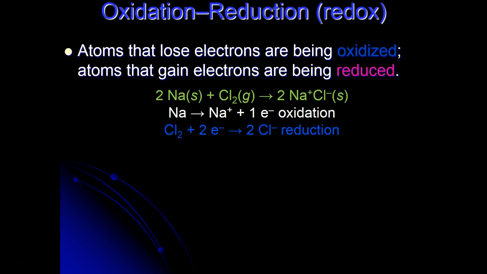But if we look over to the right at the product, we see that sodium has lost an electron to become positive, while chlorine has gained an electron to become negative. Overall, each sodium atom gives up an electron because it's being oxidized, and for our diatomic chlorine, each one takes an electron to form 2 chlorine ions, being reduced.